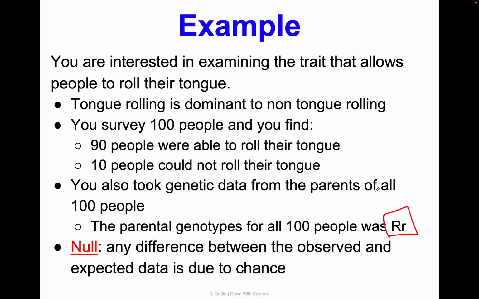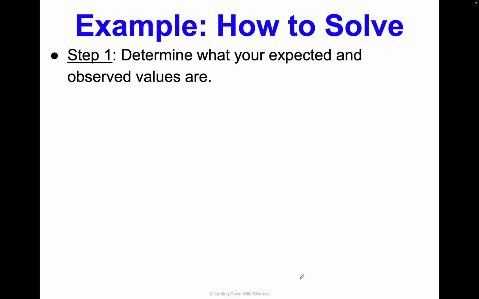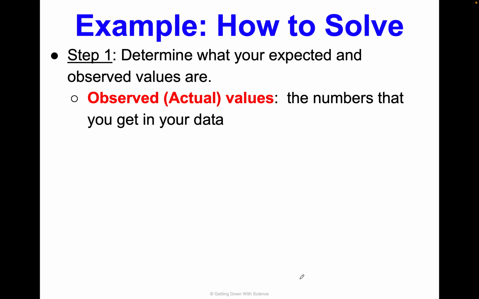The null hypothesis states that any difference between the observed and the expected data is due to chance. There is no difference between the observed and expected, and any difference we do see was done by chance, just random occurrences of the universe, nothing that we did. So this is how we solve it. Step 1, determine what your expected and your observed results are.